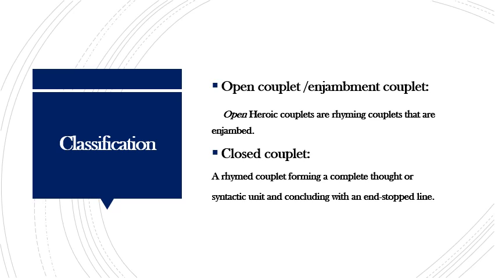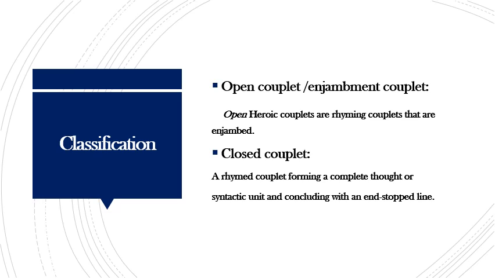There are two categories of heroic couplet which are widely popular in English poetry. The first one is open couplet. This is also called enjambment couplet. Students, open heroic couplets, no doubt, are rhyming couplets, because rhyming is the very first requirement for a couplet. But in open couplet, the couplets will be enjambed, meaning the sense continues from one line to another line and from one couplet to another couplet.